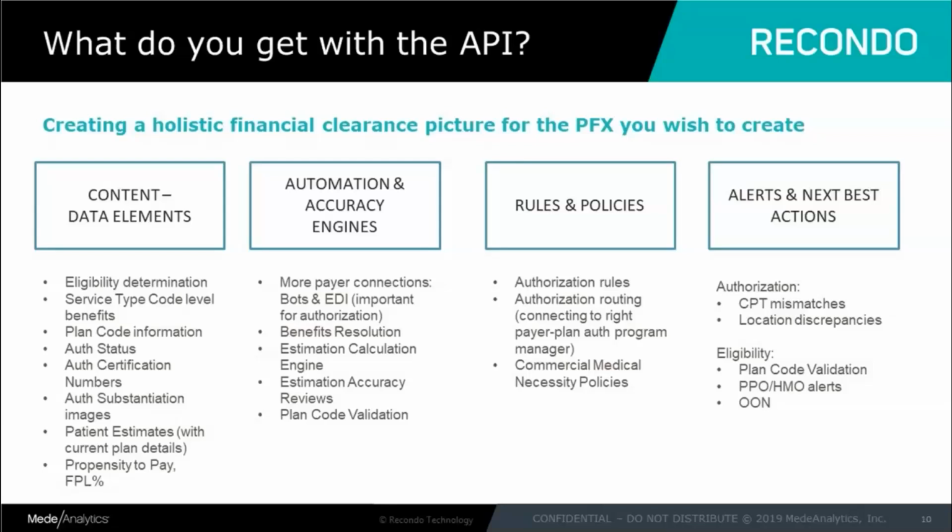So to the extent we help you identify CPT mismatches in authorization, location discrepancies where you're authorized in one place of location but not another, looking at eligibility about whether you have the right plan code selected so you're getting your bills to go to the right payer locations, looking at PPO HMO alerts, or even detecting if something's in or out of network. Those are all types of content that alert users to help take the next best action. So that's the holistic picture of how content is helping drive these outcomes that we've seen at our mutual clients.